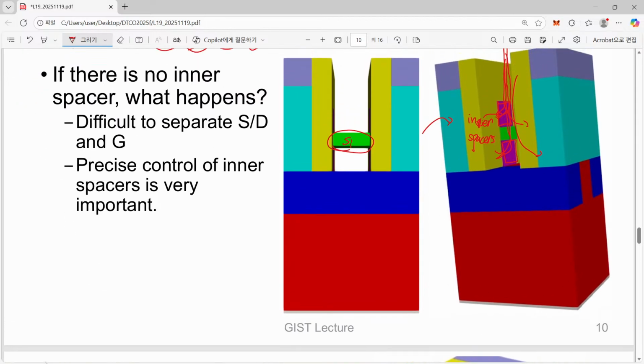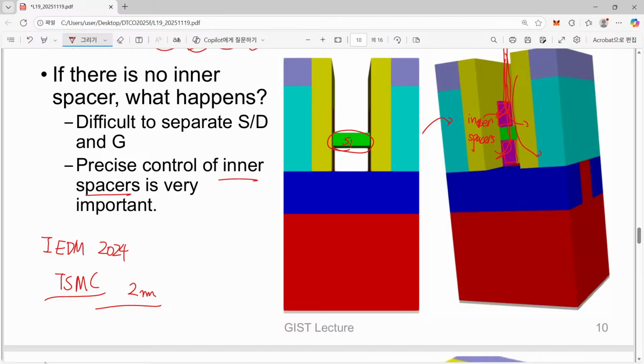And precise control over inner spacer is really critically important. Let me give you one episode I have actually seen in the last year IDM. In the last year IDM 2024, I guess, TSMC successfully announced that they have developed their 2 nanometer technology. And they presented a very beautiful thing.